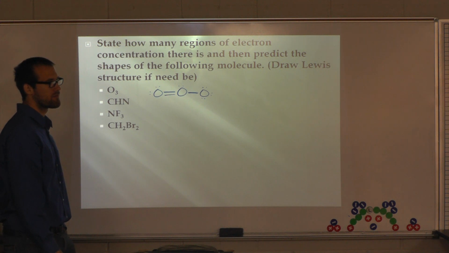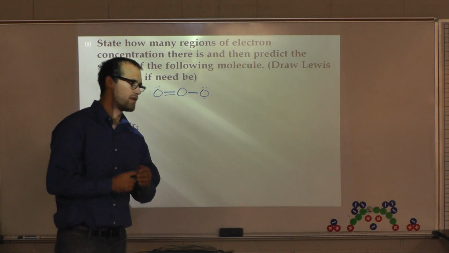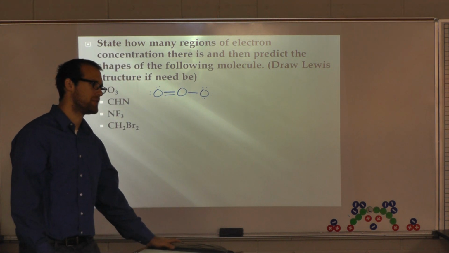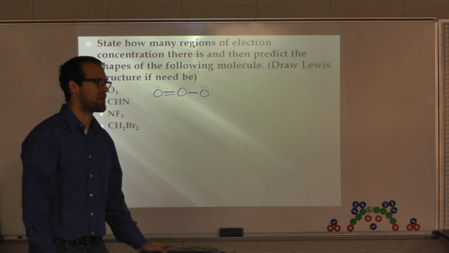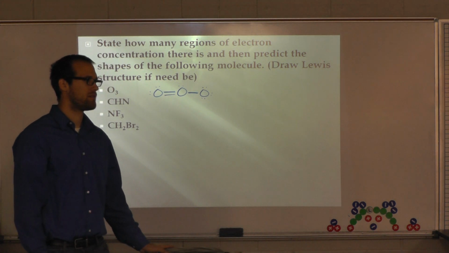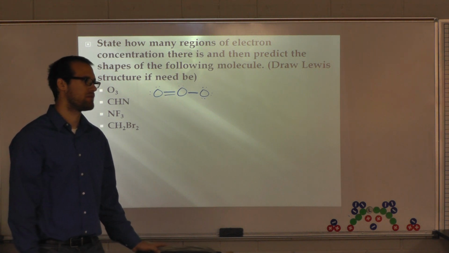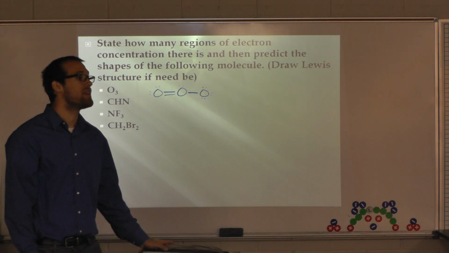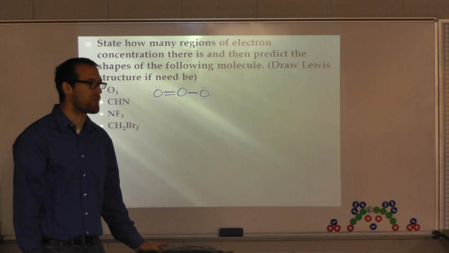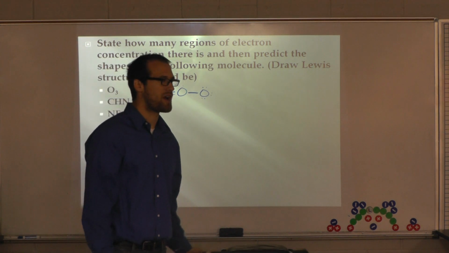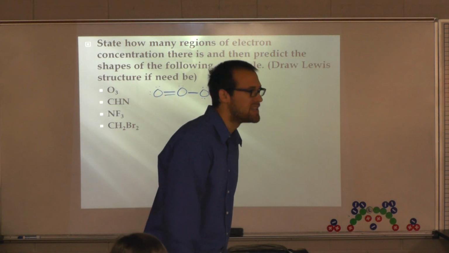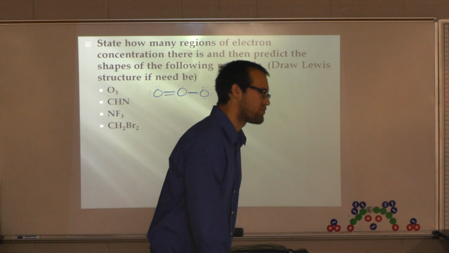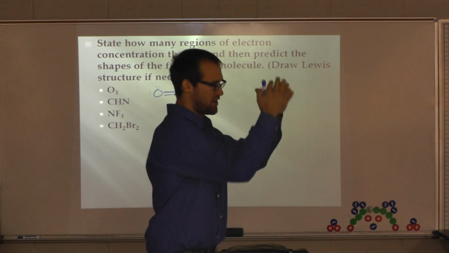Because that would not minimize the repulsions. Linear is going to minimize the repulsion more than a triangle shape would. You're right, they're all the exact same oxygens, but you have to minimize how much repulsion it has. There's going to be far less repulsion in a linear shape than in a triangle shape.